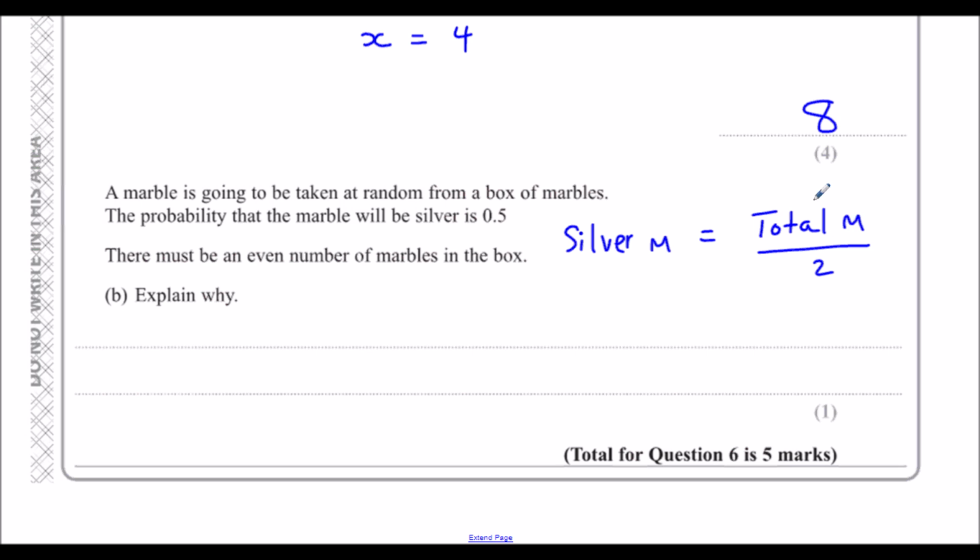And if you had an odd number of total marbles and you divided it by 2, you wouldn't get a whole number. And you need there to be a whole number of marbles. So odd divided by 2 is not an integer, not a whole number.